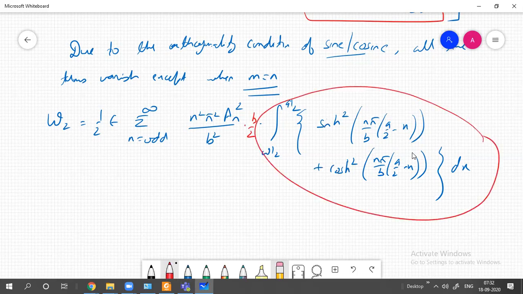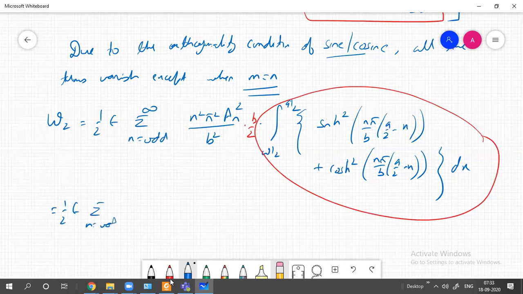If you solve this integral, I will write the answer. That is half epsilon, n equals odd, 1, 3, 5. We will have n squared pi squared an squared over 4b. Half will come, that is 2 will come from here, 2 will come from here. So 4b, and this term will give us b by 2. So it will give us b by n pi.